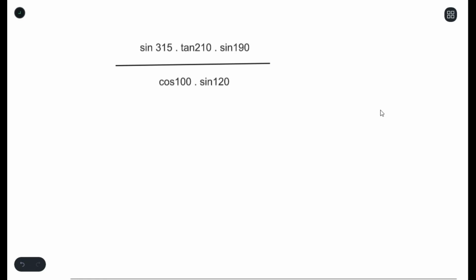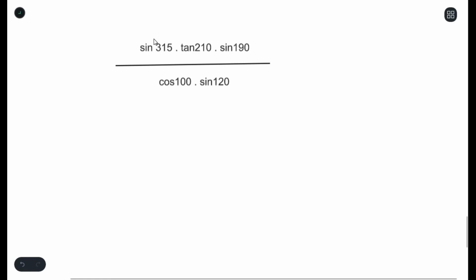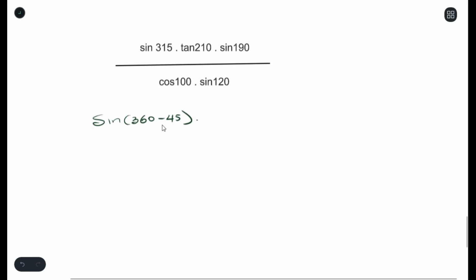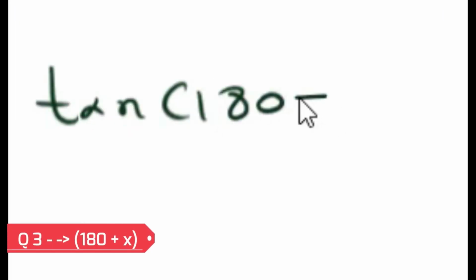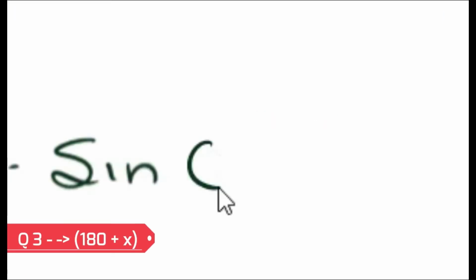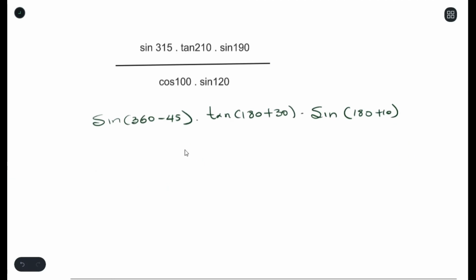Okay, so we have this question here that we're trying to simplify. This question tells us sine 315 tan 210 sine 190 over cos 100 sine 120. We are going to reduce this. So the reduction of this would be, this is because 315 is in the fourth quadrant, and 210 is in the third quadrant, and 190 is in the third quadrant. That's also rewritten in the third quadrant. Then we have cos 100.